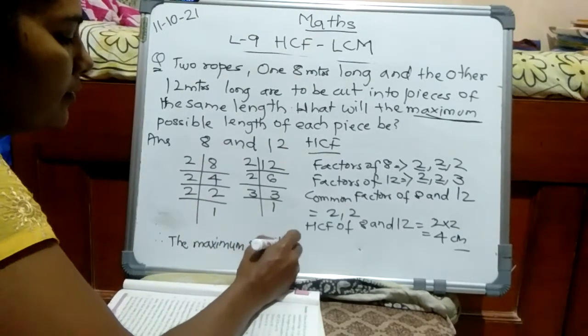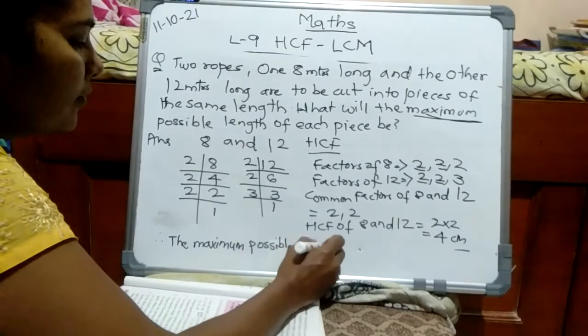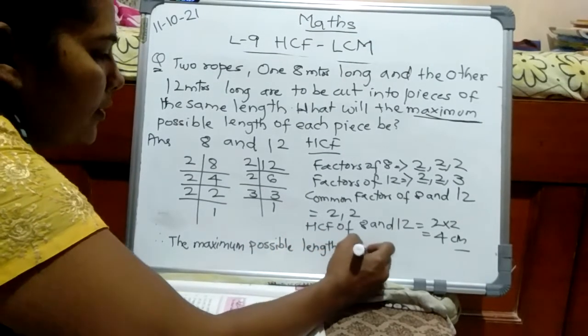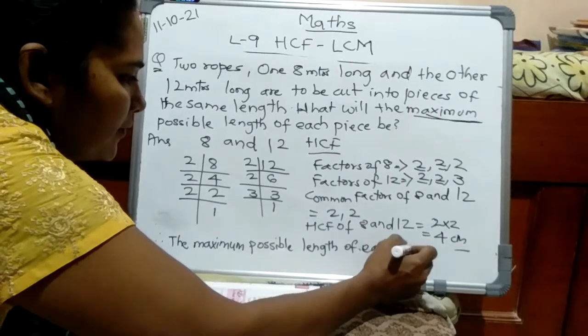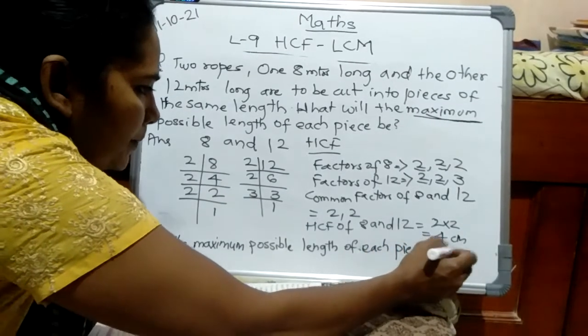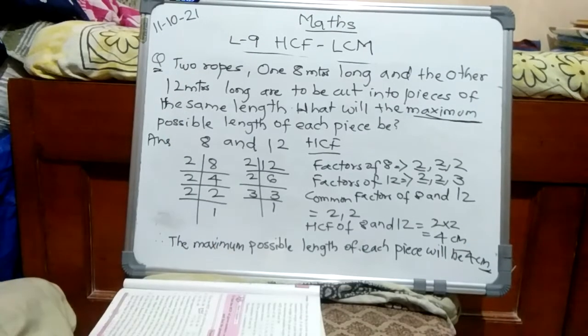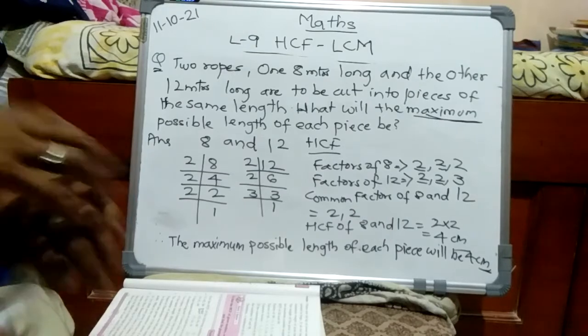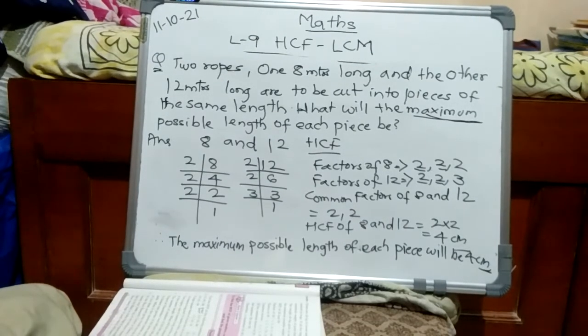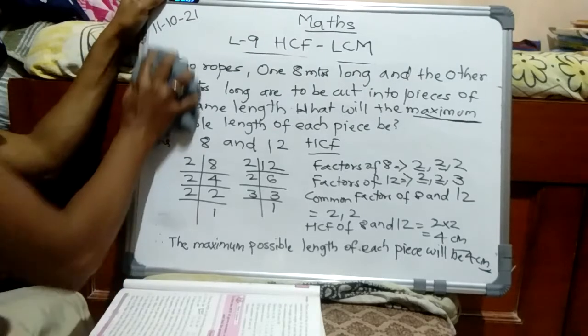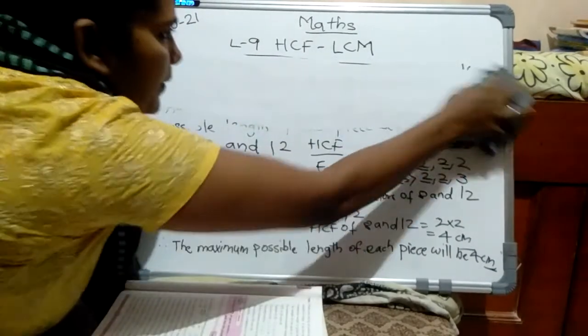possible length of each piece will be 4 centimeter. Understood? समझ में आ गया? Any problem? Okay, we will take one more because today we will do only HCF. In the next class we will do LCM.